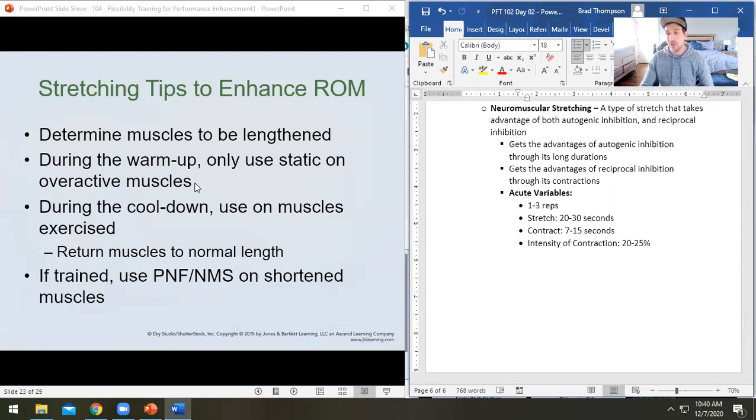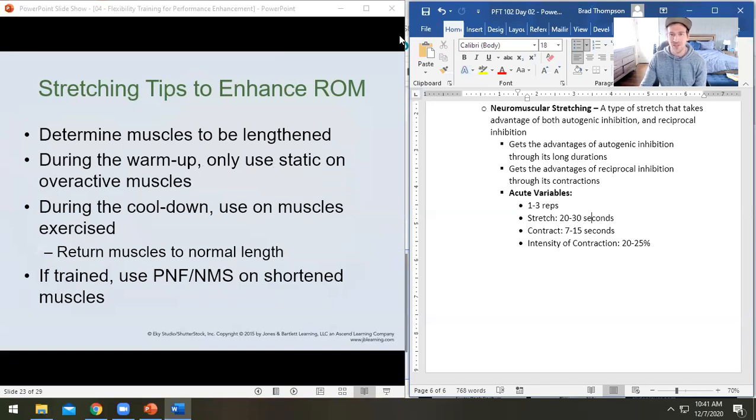So NASM wants to make sure that you don't make the mistake that a lot of trainers make, where they only focus on flexibility or they only focus on strength training. You really do want to attack both sides of the joint. So always determine which muscles need to be lengthened. Don't stretch the muscles that don't need to be. So many people do glute stretches and it's like, why? What are you doing?